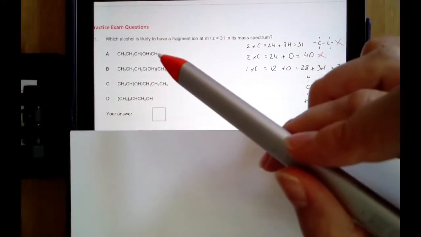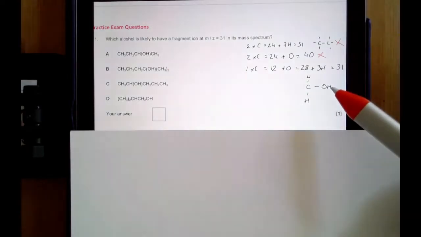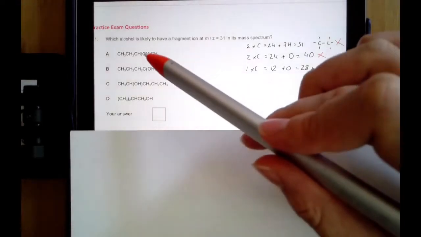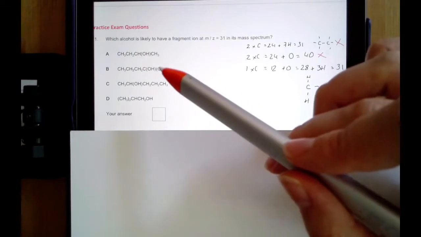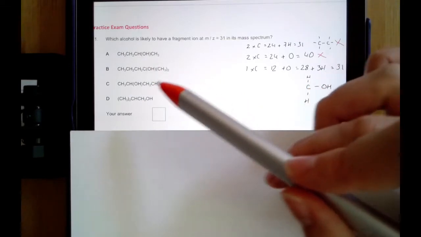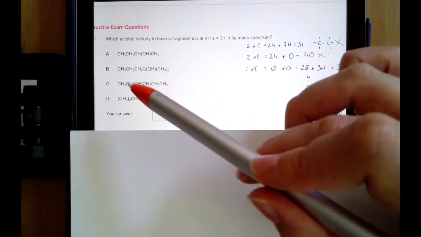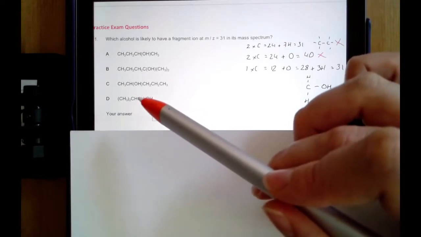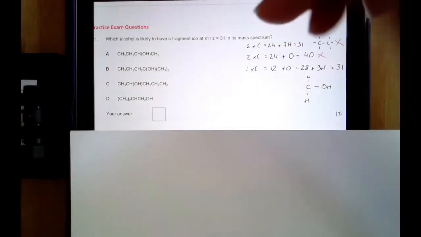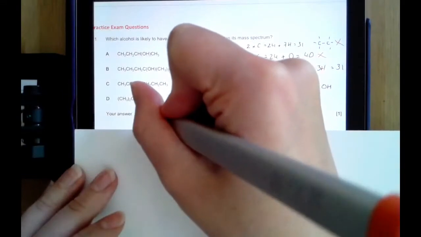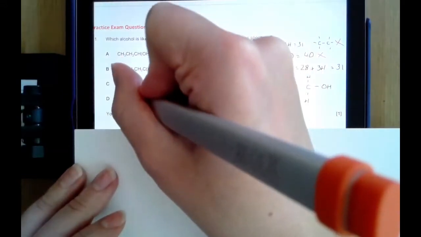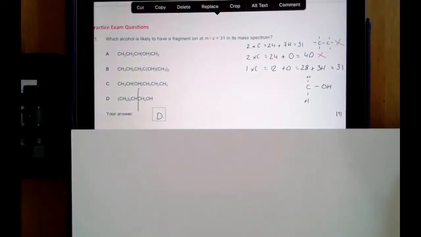So if I go down through them and see where I have an OH bonded to a CH2, here my OH is bonded to a CH, here my OH is bonded to a C, here my OH is bonded to a CH, here my OH is bonded to a CH2, meaning my answer is going to be D. Okay, if I lose that fragment there from that molecule D, it will have a mass of 31.